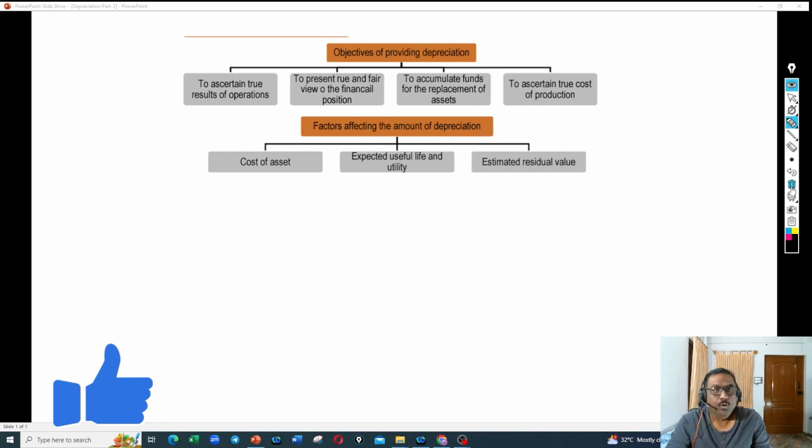Right? So we understood what are the objectives of providing depreciation and what are the factors required to be kept in mind while calculating the depreciation also learned.